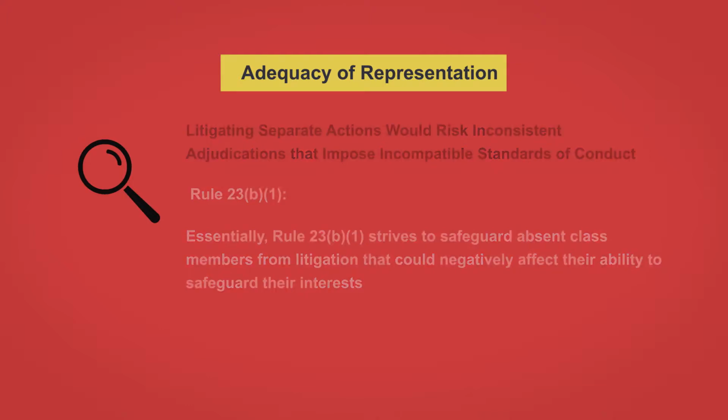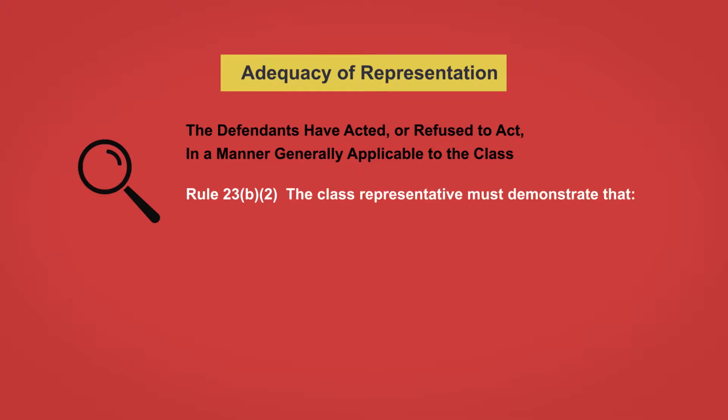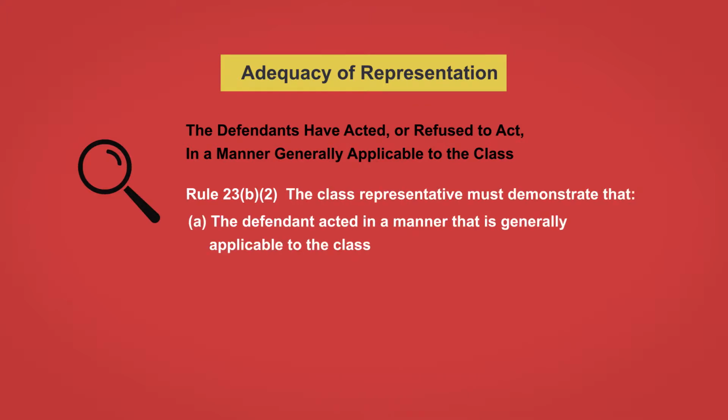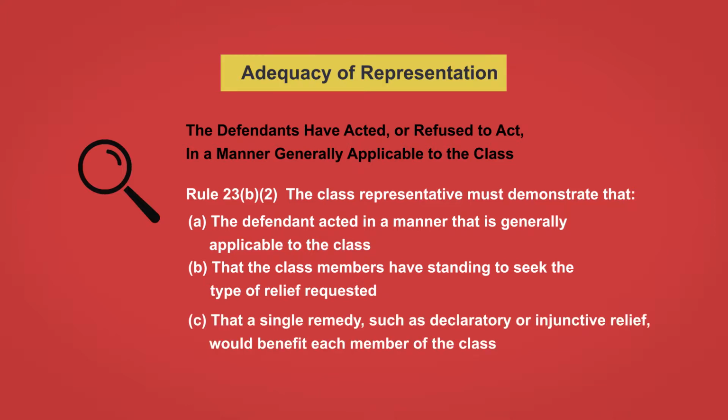The second justification for the class action is when the defendants have acted or refused to act in a manner generally applicable to the class. Under this rule, Rule 23(b)(2), the class representative must demonstrate that A. the defendant acted in a manner that is generally applicable to the class, B. the class members have standing to seek the type of relief requested, and C. a single remedy, such as declaratory or injunctive relief, would benefit each member of the class.